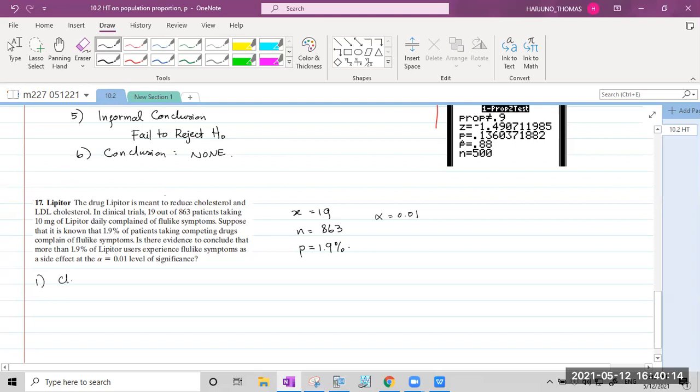Okay, let's start step 1, claim. The claim is, just take it from the question. Sometimes it's explicit, sometimes it is implicit. Now here, is there evidence to conclude that? That's where your claim starts, right? More than 1.9% of Lipitor users experience flu-like symptoms as a side effect. That's our claim. Okay, more than 1.9% of Lipitor users experience flu-like symptoms as a side effect.